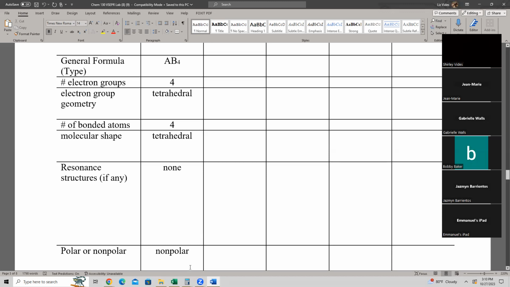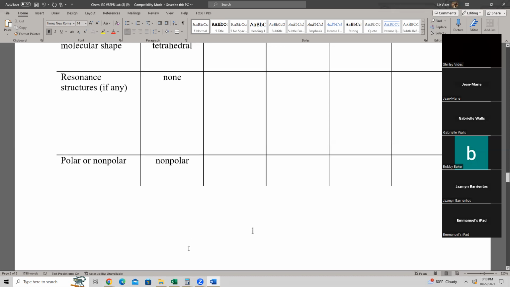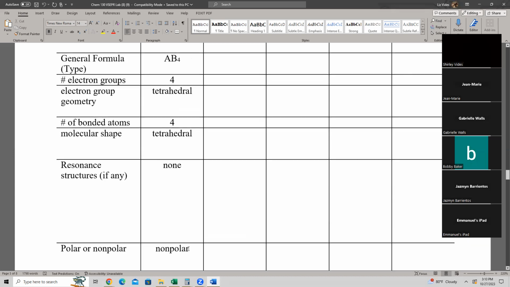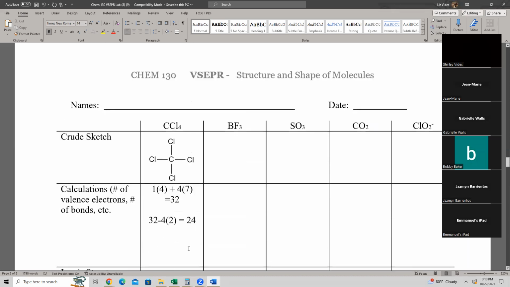Now, the polarity is another thing that comes in here. If there are no lone pairs, as in the number of electron groups is equal to the number of bonded atoms, then the molecule is nonpolar. And from there, we will do that later. We can tell what kind of intermolecular forces we have, which we will do later. All right, so now let's do the next one.